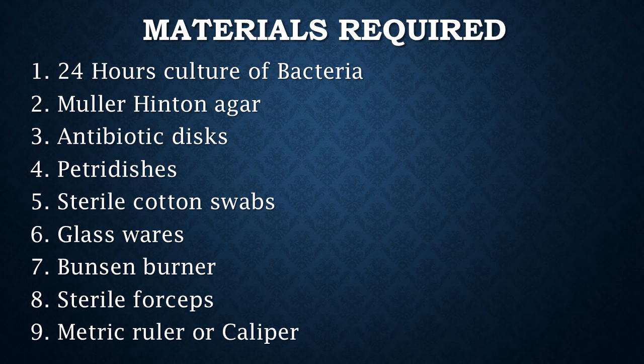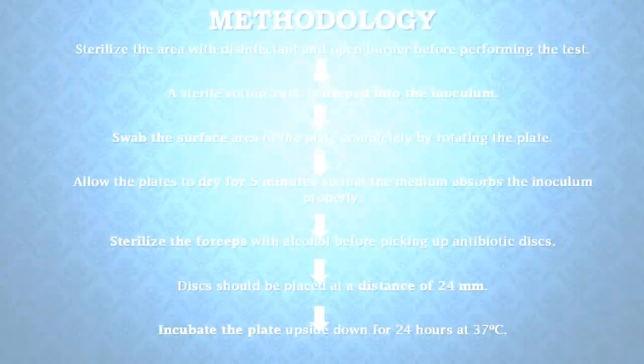Materials required to do antibiotic sensitivity test are 24 hours culture of bacteria, Mueller-Hinton agar, antibiotic disc, petri dish, sterile cotton swab, glasswares, Bunsen burner, sterile forceps, metric ruler or caliper.